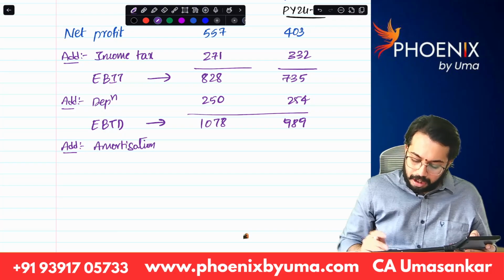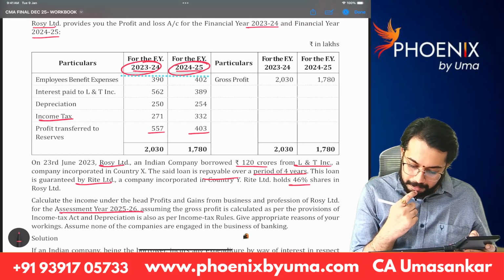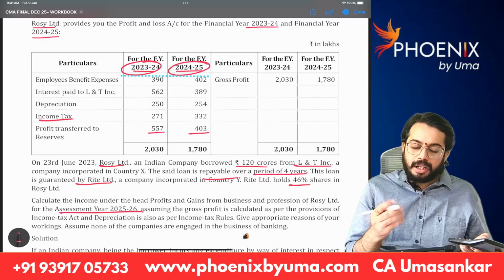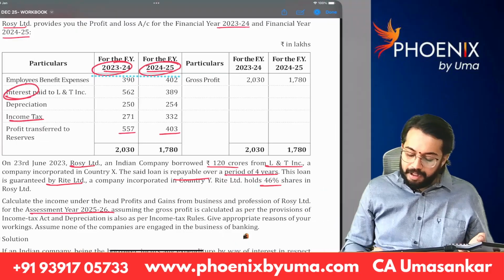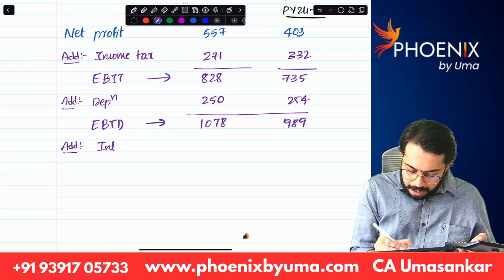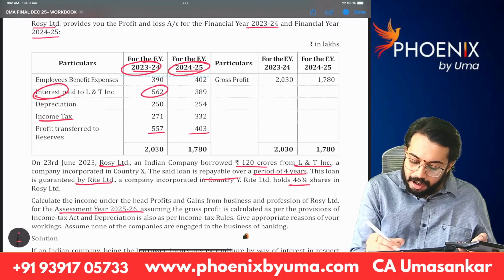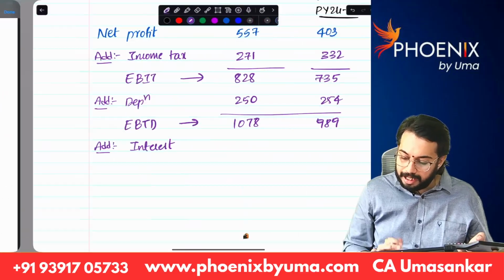How much is amortization? Amortization is not there, interest is there. We need to add interest. How much is interest? Interest paid to associated enterprise, 562 lakhs, 389 lakhs. Correct?